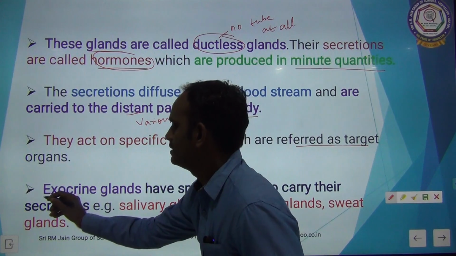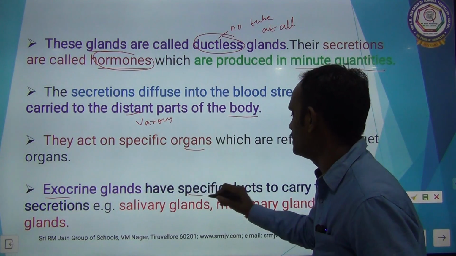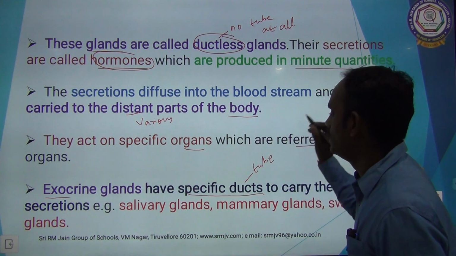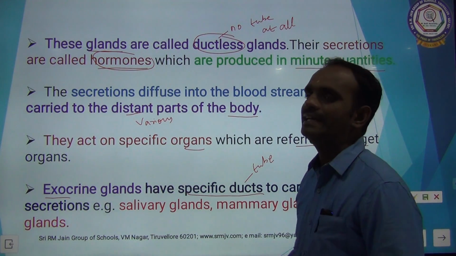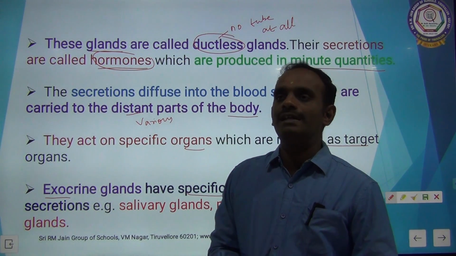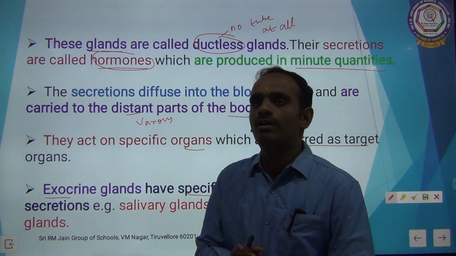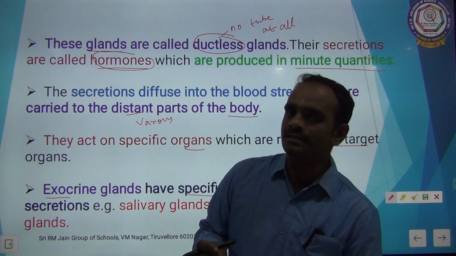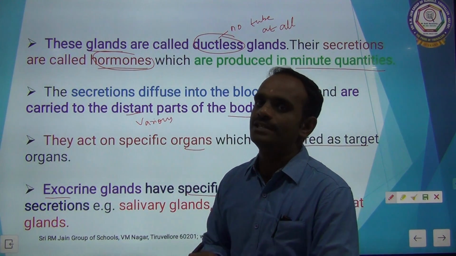The next one is exocrine gland. Exocrine glands have a specific duct. Duct is nothing but tube. Okay, so exocrine glands have specific ducts to carry out their secretions. Examples of exocrine glands are salivary gland, mammary gland, and the third one is sweat glands. So all these glands have their specific ducts, and with these ducts the secretions are carried out, transported.